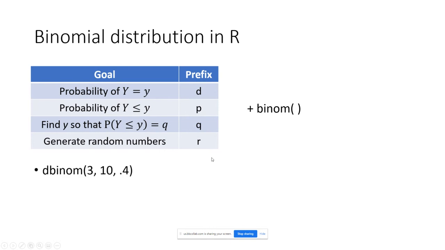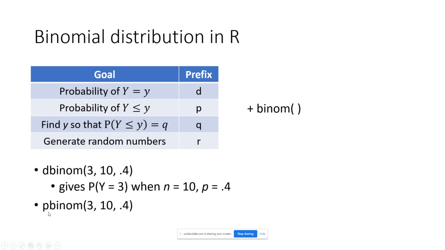So for example, if we did dbinom(3, 10, 0.4), that's finding the probability that y equals little y. So that's going to give the probability that y equals 3 when there are 10 trials and a probability of success equal to 0.4. Similarly, pbinom is going to give the probability that y is less than or equal to 3, again when there are 10 trials and probability of success equal to 0.4.